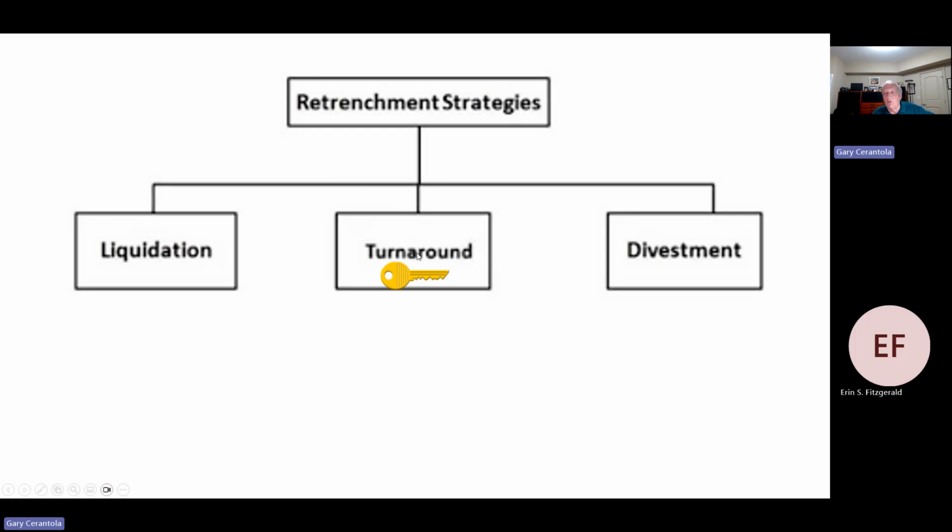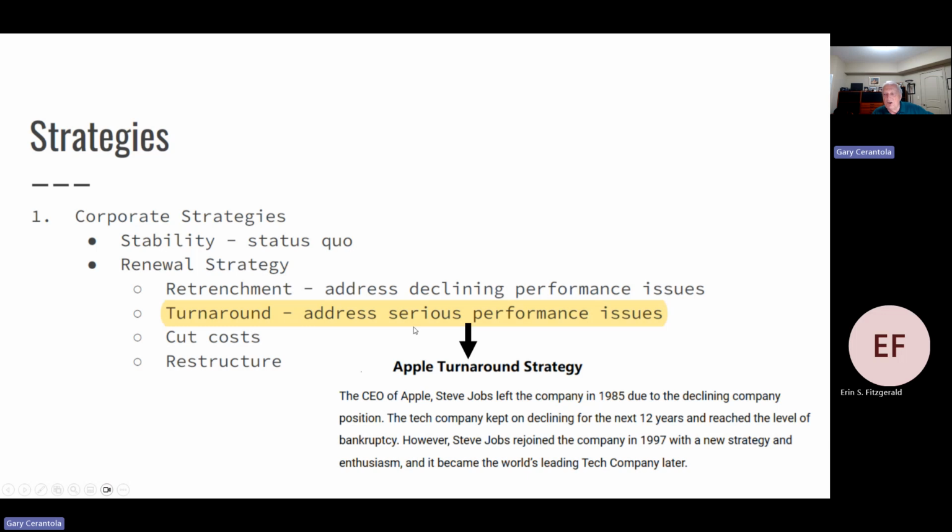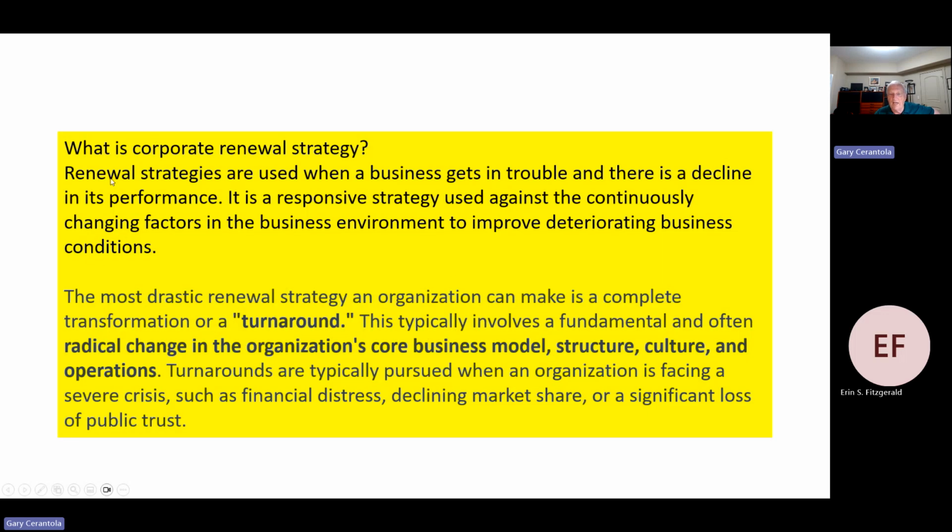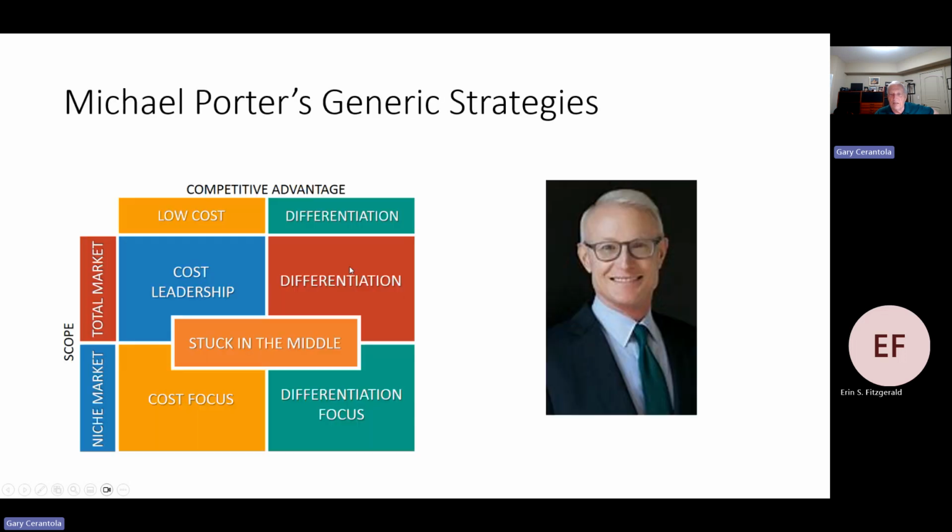And you can see that you should know a little more about the turnaround strategy. So I gave you an example here, where Apple had addressed serious performance issues. So Steve Jobs left the company and it went down. All right. So in the next year or so, he came back with a new strategy, and it became the world's leading tech company. And at that point in time, he said, you know what, we're going to limit the number of products that we produce, and they're all going to be top quality. Right. And that strategy kind of turned them around to be able to get where they had to go. So again, some more information to read about that piece.